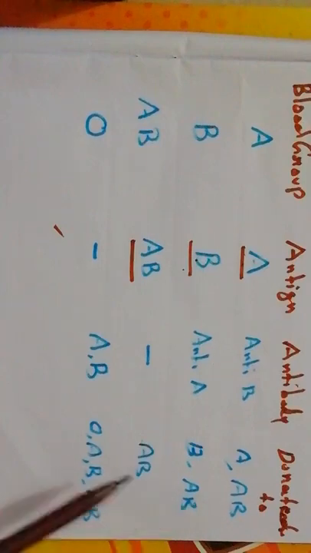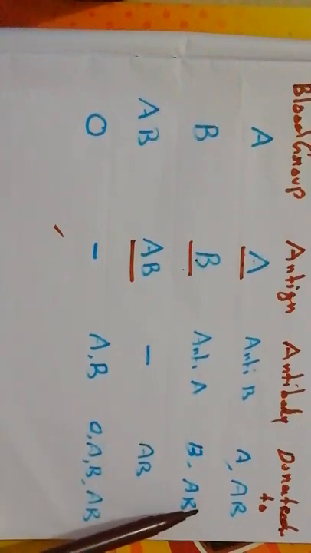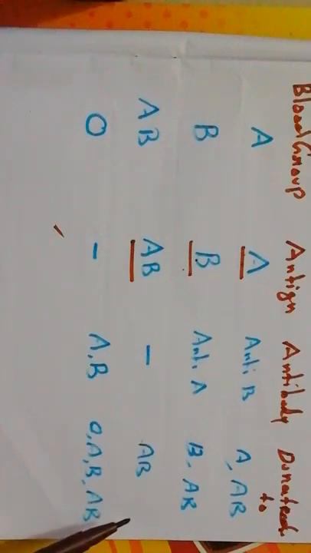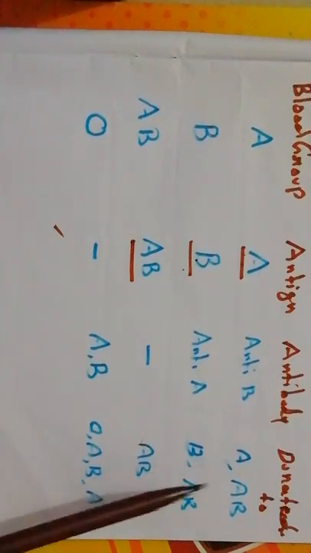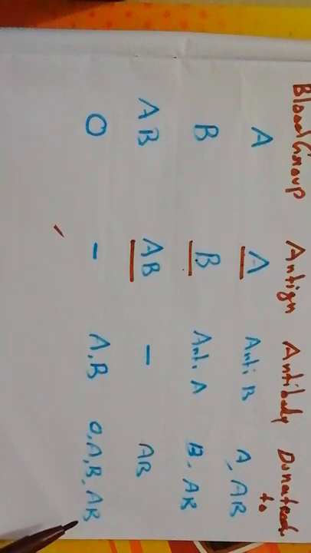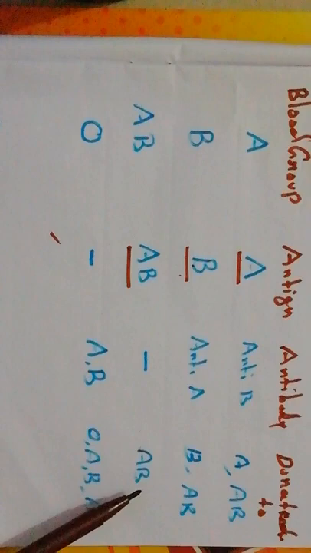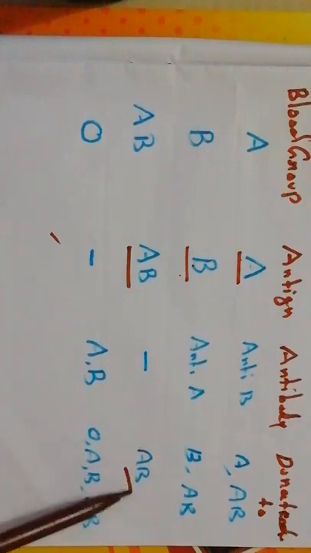AB is a universal recipient. Universal recipient, right? Because everyone can donate to AB group. So AB can receive from everyone. That's why AB is considered as universal recipient. It can receive from everyone, right? It can receive from A, it can receive from B, it can receive from O, and it can receive from AB also. So it is considered as universal recipient.